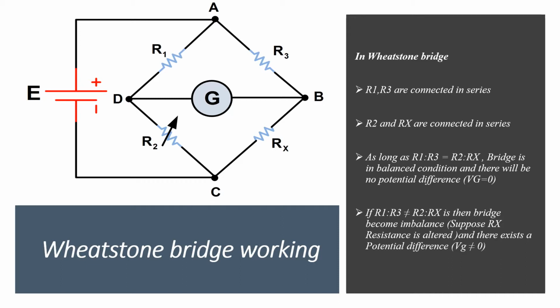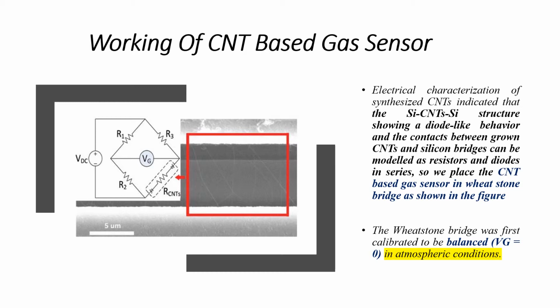Now that we know its working, let's discuss how it's related to our project. When the carbon nanotubes are exposed to different gas combinations, the IV characteristics of the carbon nanotubes will be altered. So in order to derive accurate values and see how it got impacted, we use the Wheatstone bridge here. Now that we have seen the fabrication process of the carbon nanotube based gas sensor, I would like to move on to the next section of our presentation, that is the working of the carbon nanotube based gas sensor.